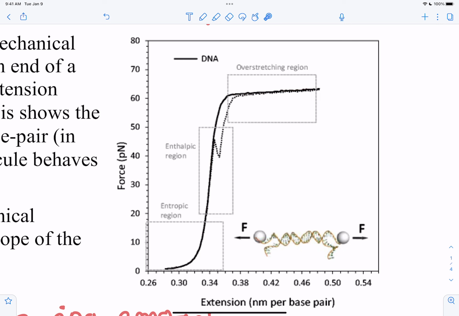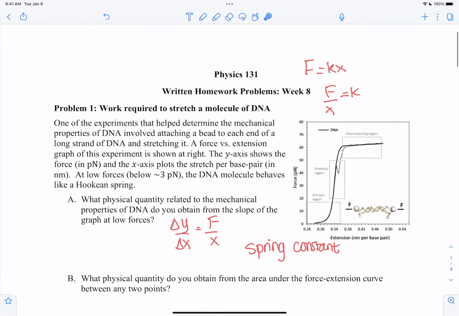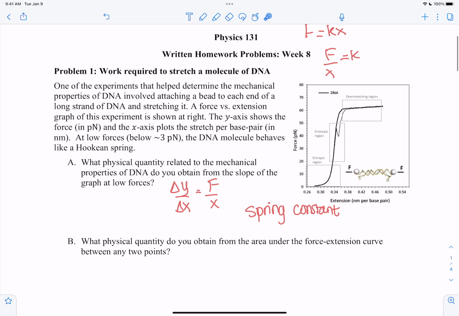Yes, if we say the slope here is like 2 or 3 or whatever, then a slope of 3 or 4, for example, will be denoted in the enthalpic region. But in general, the slope that we have is going to be force over the extension, and so that's going to give us our spring constant for DNA. Make sense for part A? So it's just asking you like a variable relationship.